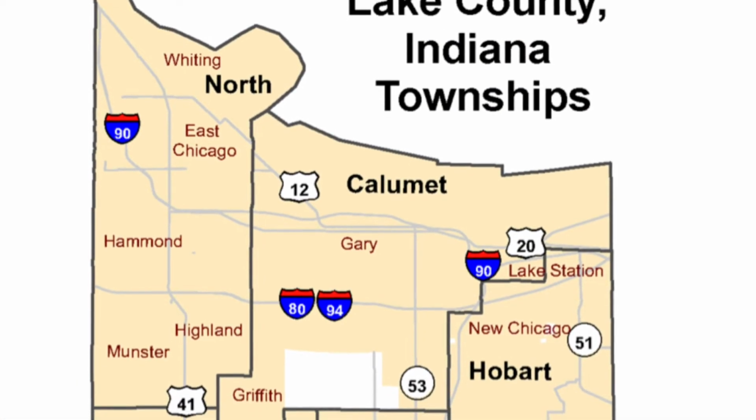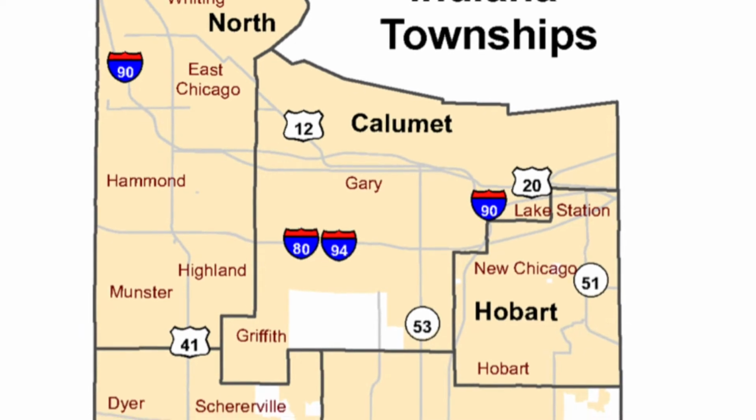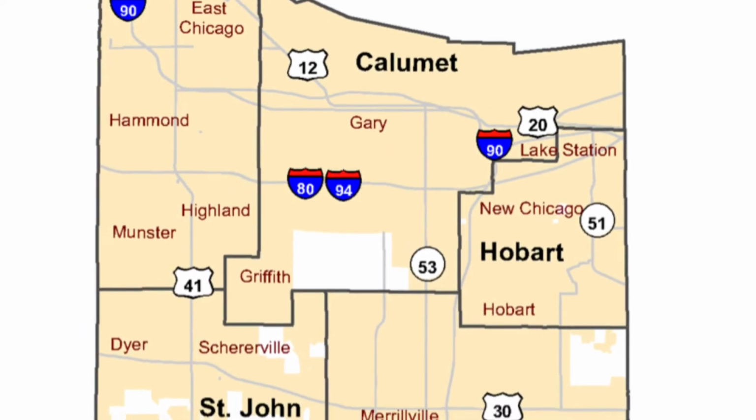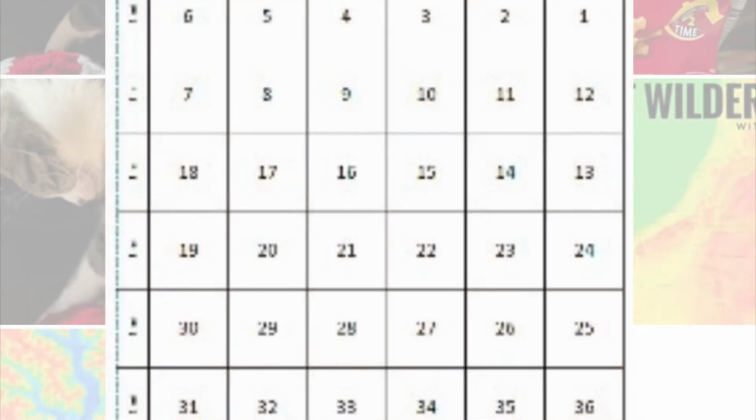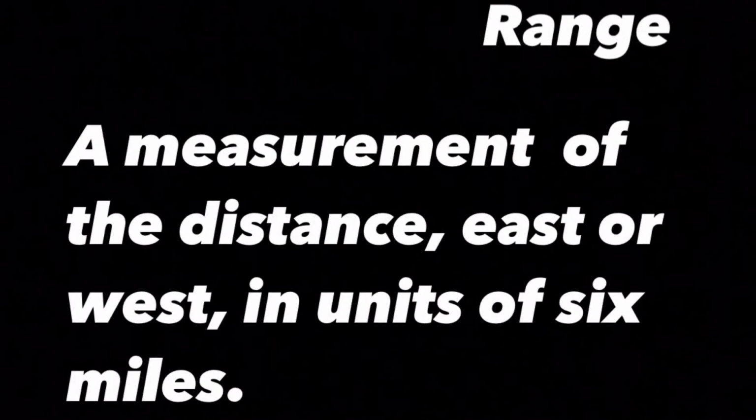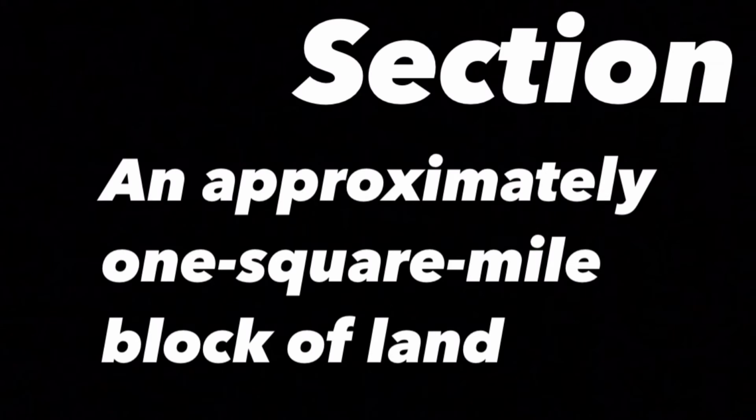So 2 different definitions. Also, just to make things a little bit more confusing, there's a township as we know it, which are electoral bodies, a subunit of county government. You can tell this is an old map because Griffith is still in Calumet Township here. So forget about that one entirely. Let's get back to the public land survey system definitions. So just remember, 2 definitions of township. Now, range is much more simple because there's only 1 definition. Range is simply a measurement of distance east or west, also in 6-mile units. And our final term is section, which is simply an approximately 1 square mile block of land.